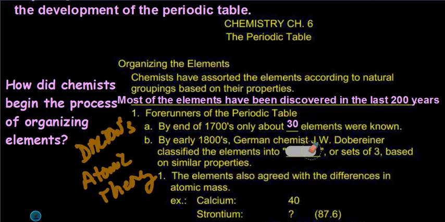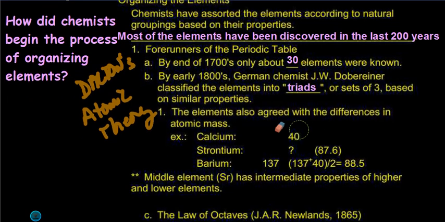So, by the early 1800s, a German chemist by the name of J.W. Dobereiner classified the elements into triads, or sets of three, based on their similar properties. And the elements also agreed with the differences in the atomic mass. So, for example, if he knew that calcium had a mass of 40 and barium had a mass of 137, he could add those two together, divide by 2, and find the mass of the element that was in between them at 88.5. And this was remarkably accurate considering the mass of strontium is 87.6. It was just a neutron off of the actual atomic mass.